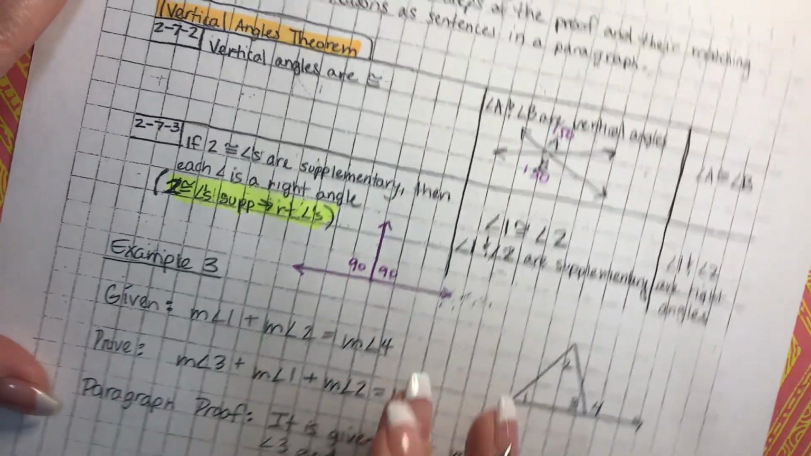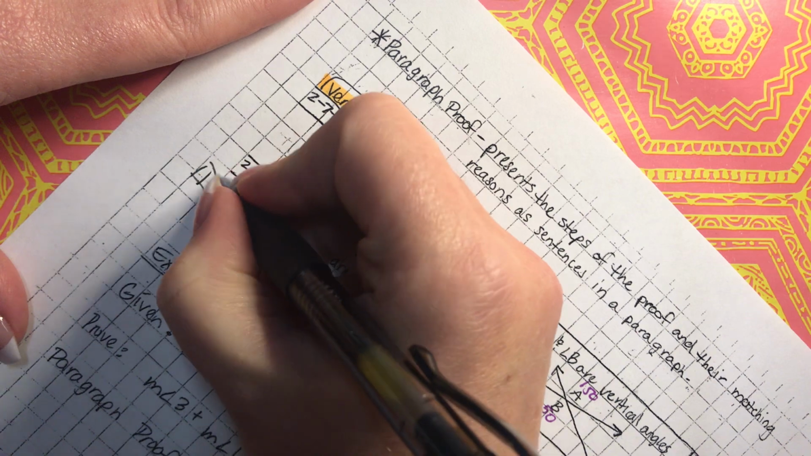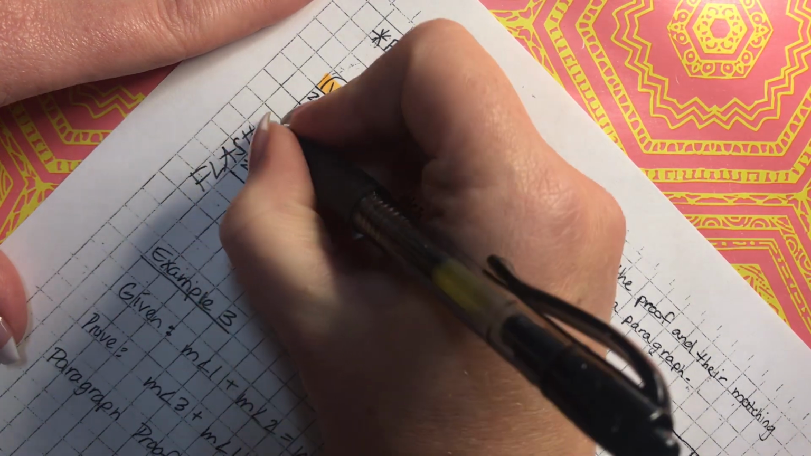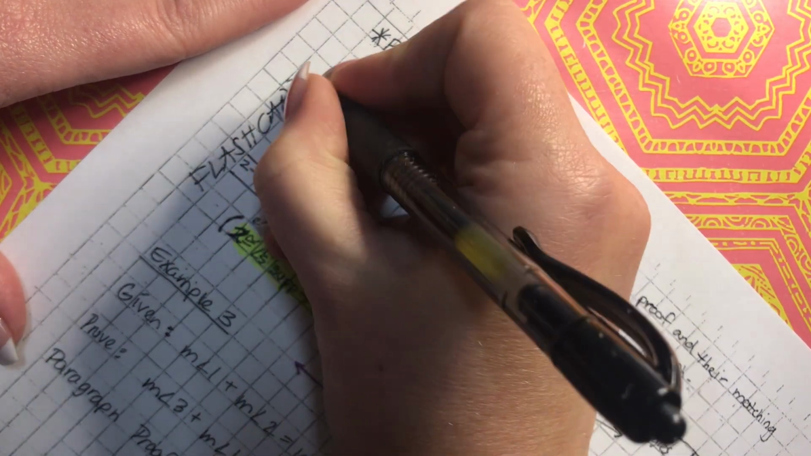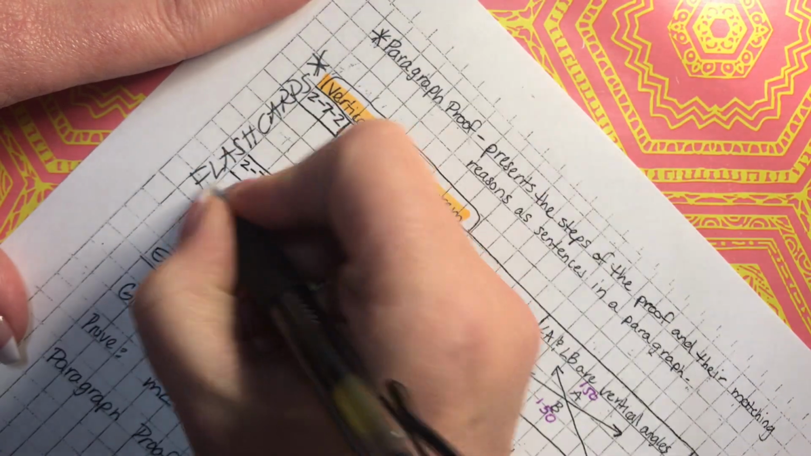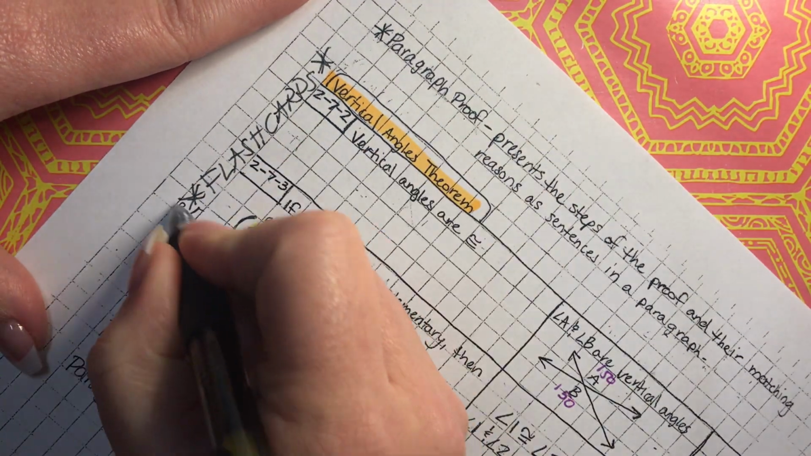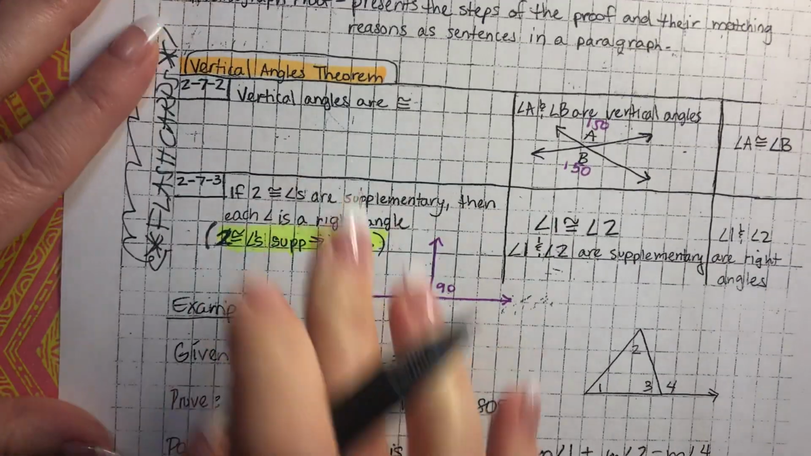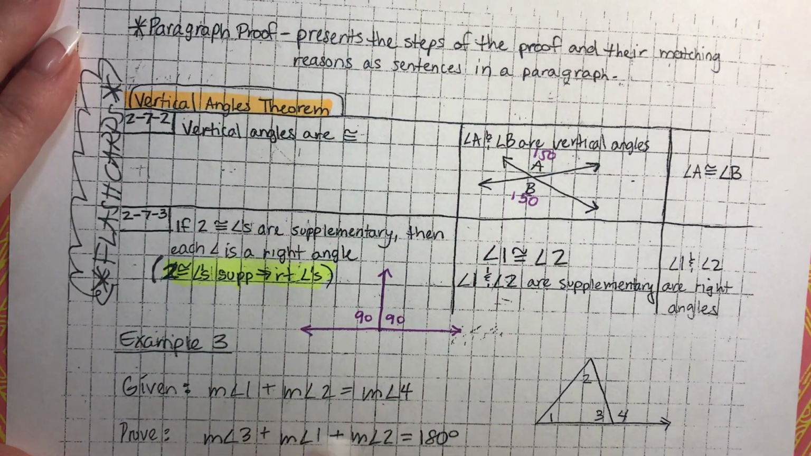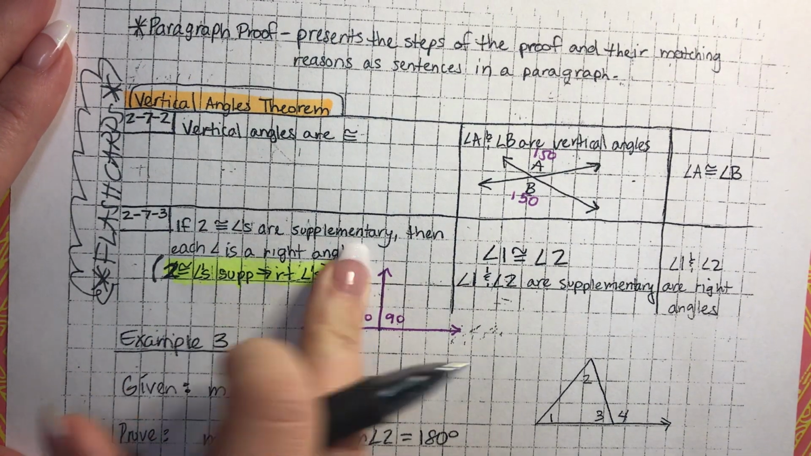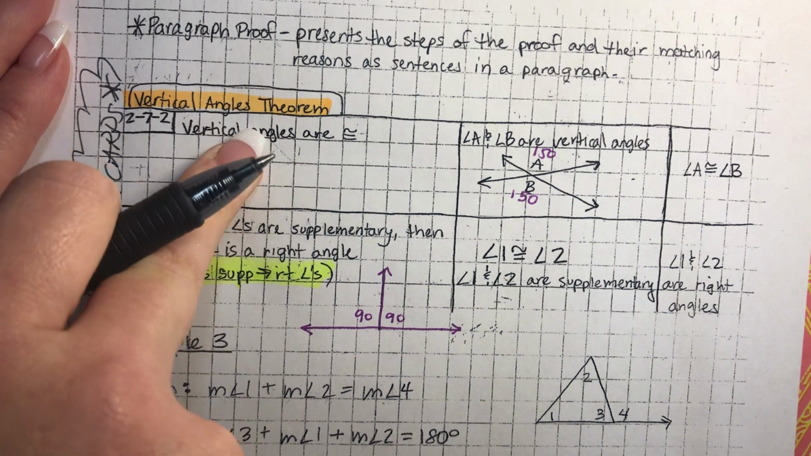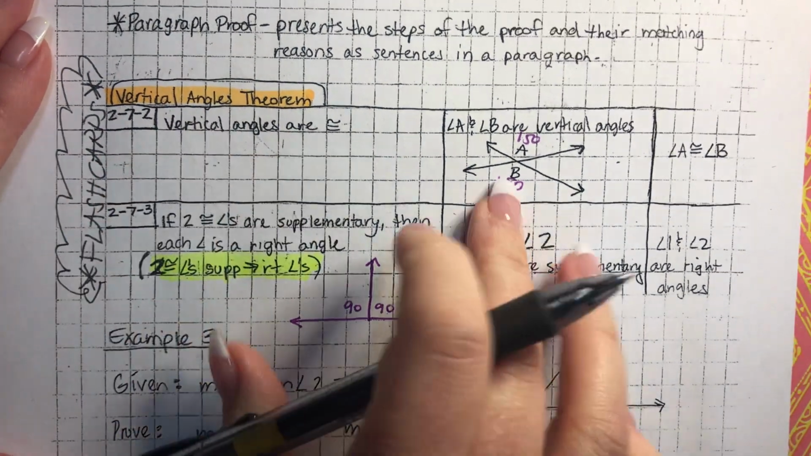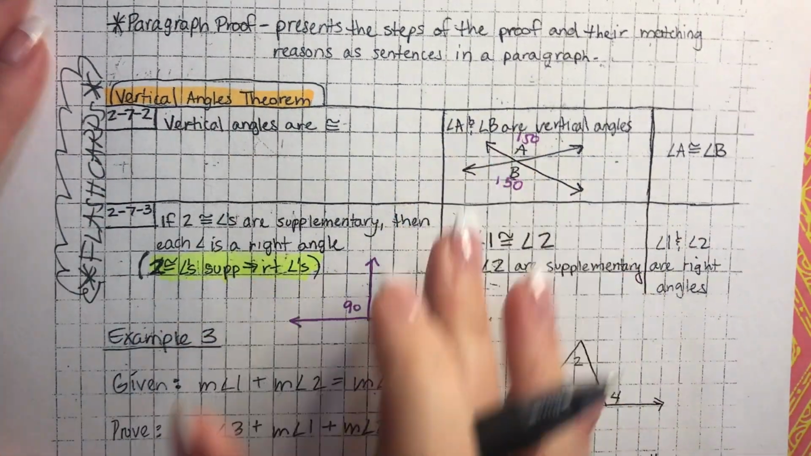So these just need to be on flashcards. You need to memorize them. You are going to use vertical angles all the time. This one, here and there. This one, all the time. Vertical angles theorem: 2 angles across from each other are the same.